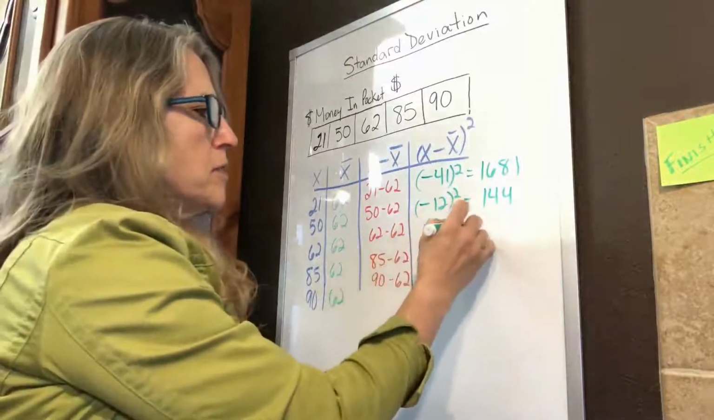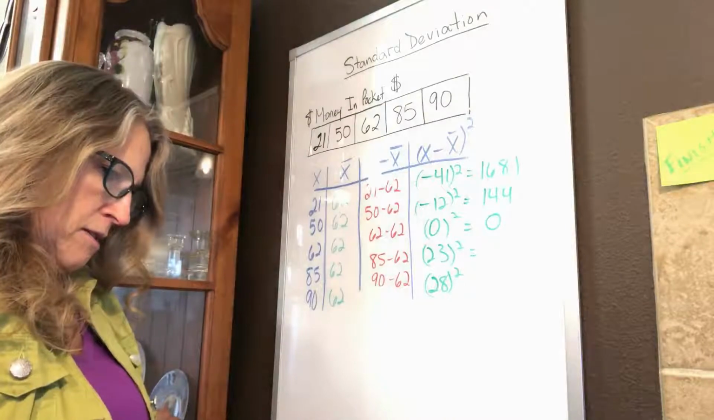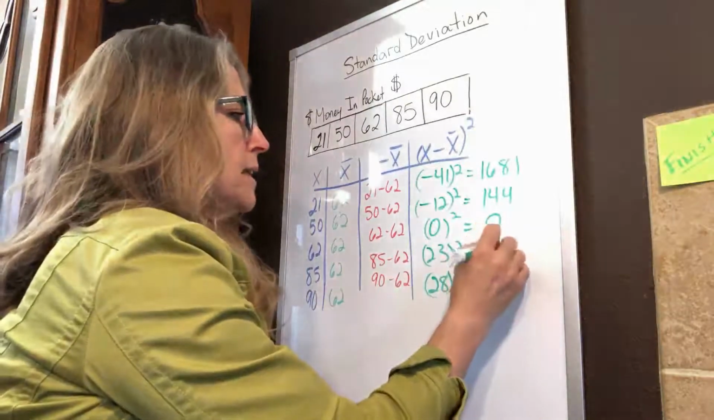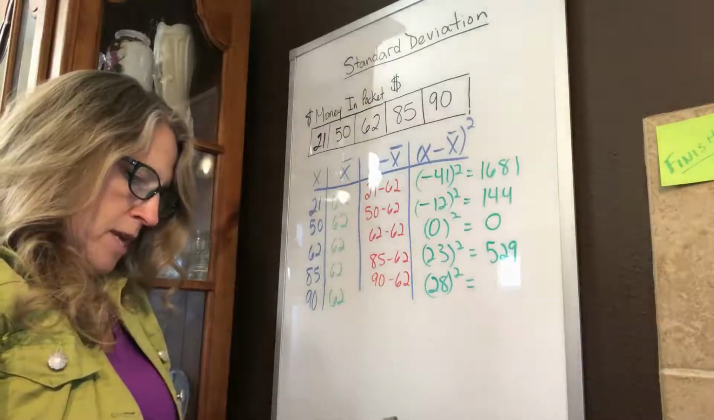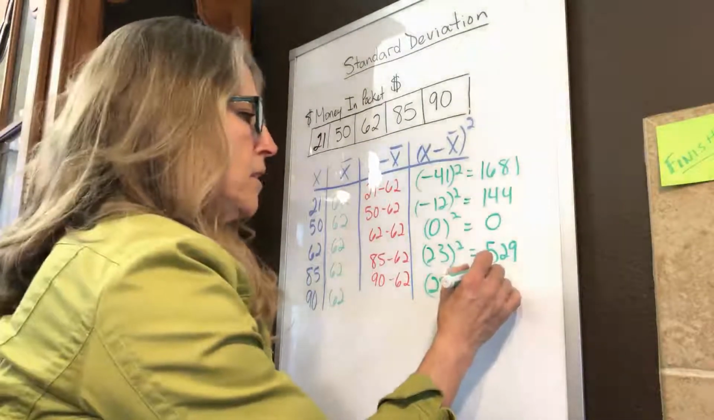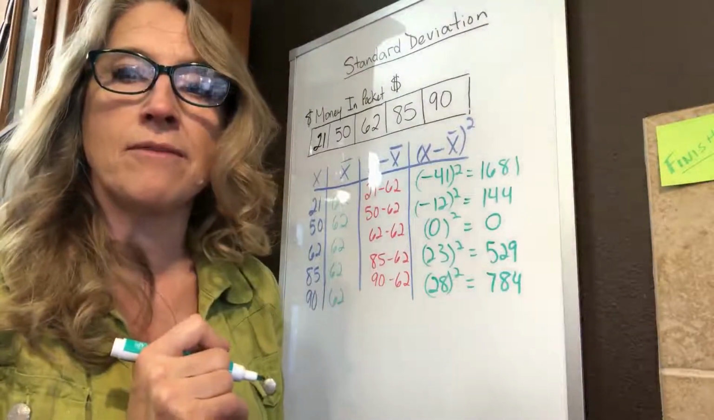0 times 0 is 0. 23 times 23, I get 529. And 28 times 28, I get 784. So this is really just crunching numbers, okay?